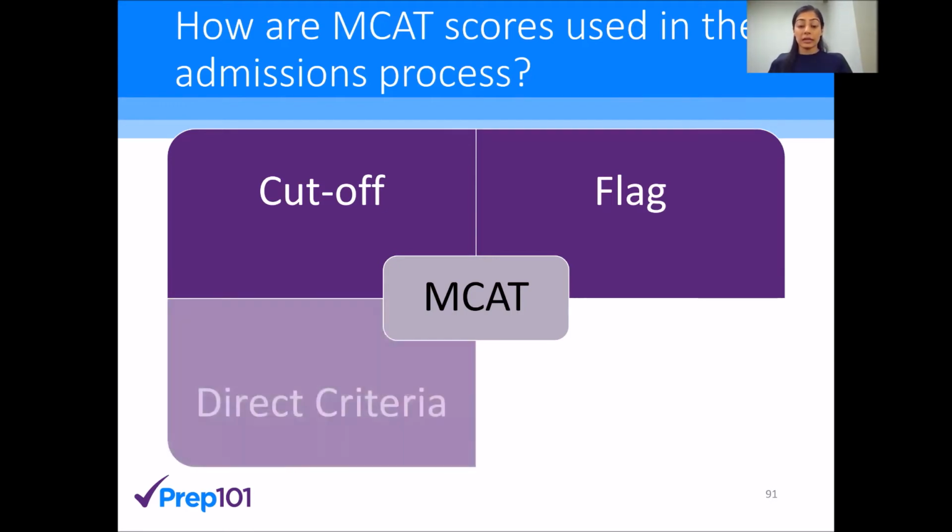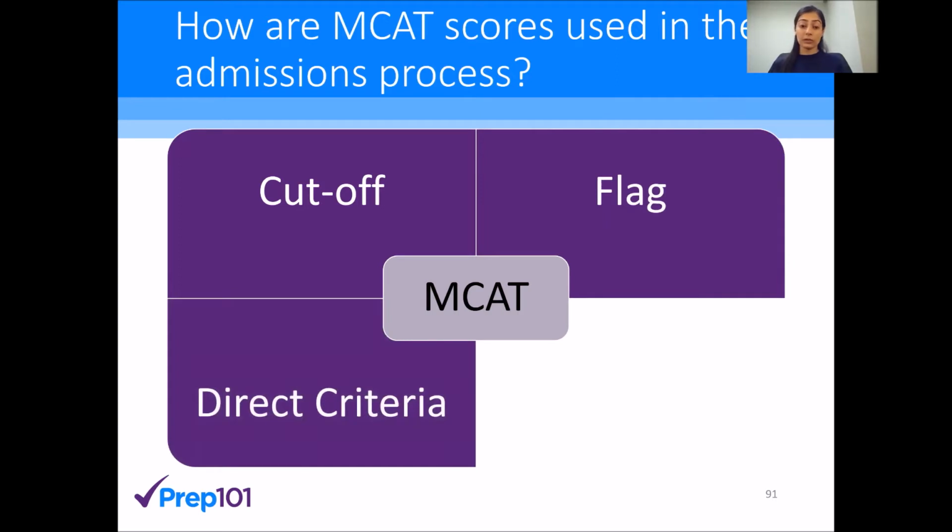The third way that some of these schools may use your MCAT score is as direct criteria. This is more specifically when they use your MCAT score as a percentage of their overall evaluation criteria, either before the interview or after the interview. If they use it before the interview, that's to decide, hey, do we want to give this applicant an interview? If they use direct criteria after the interview, that's more along the lines of, now that we've interviewed this candidate, do we want to give them admission to our school?